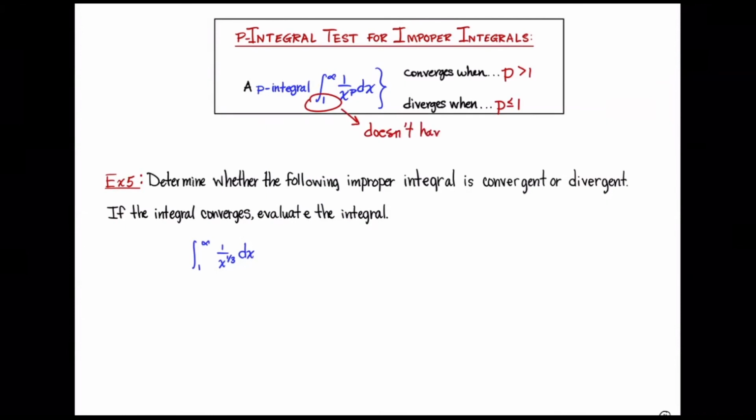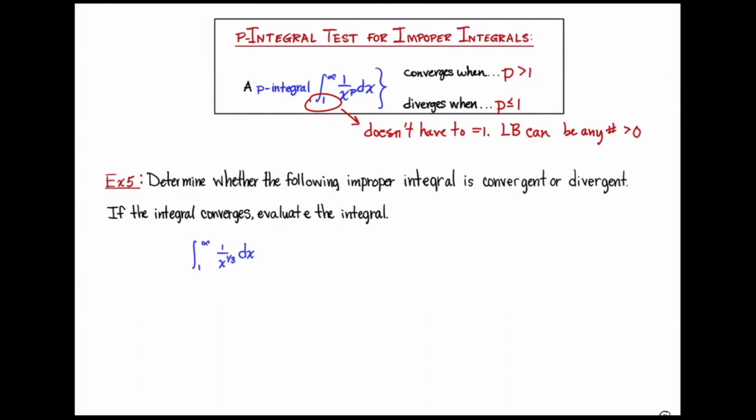So the lower bound can be any number as long as that number is greater than 0. Because at 0, then we have a discontinuity at that lower bound because 1 over 0 is undefined. So that lower bound can be a 2 or a 5, and you'll still be able to use the p-integral test. So now in this example, we want to determine whether the improper integral from 1 to infinity of 1 over x to the 1/3 dx converges or diverges.